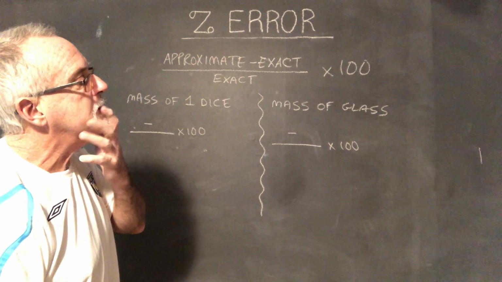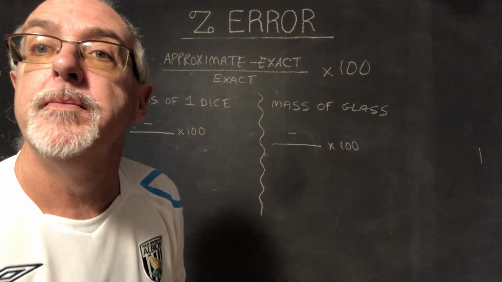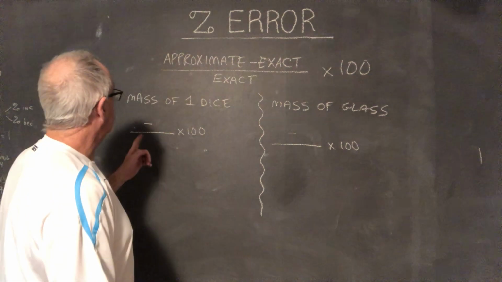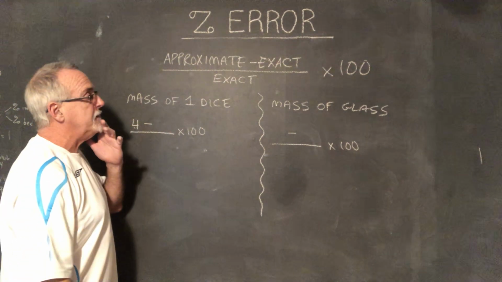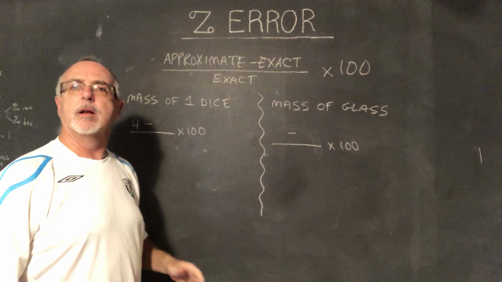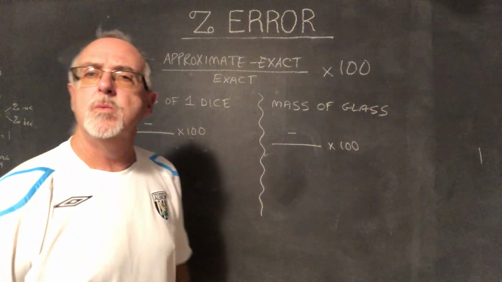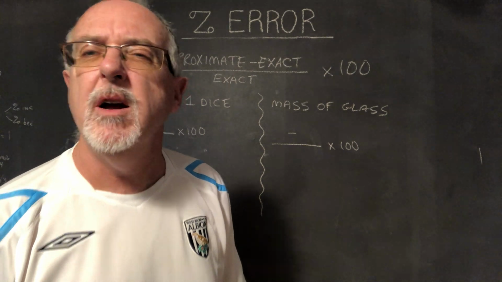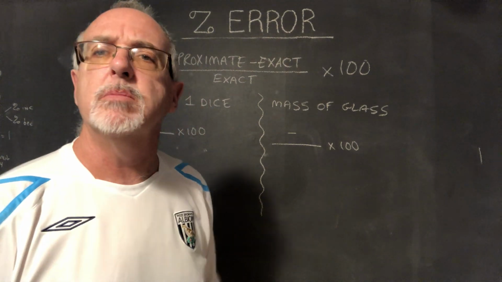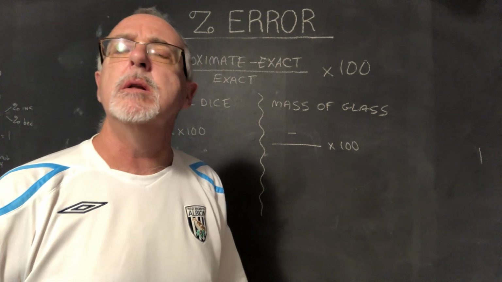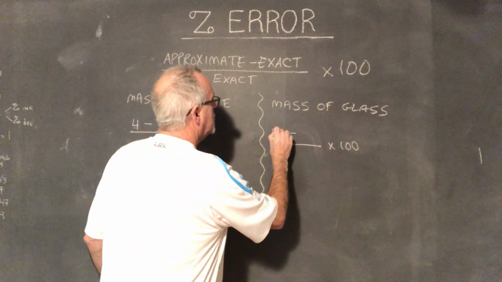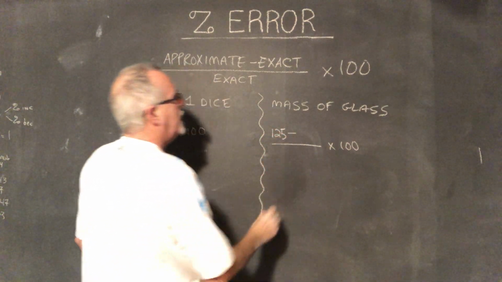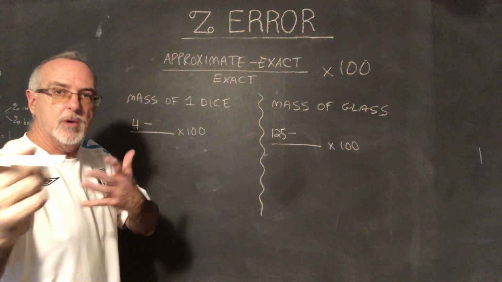Okay, I'm reminding myself. Okay, so 4 grams is the mass of one dice that I am going to select from the many guesses of the many students. And then for the glass, I'm kind of influencing the results by peeking at the answers, and I admit it. 125 grams. And those are both approximate because they were guesses.